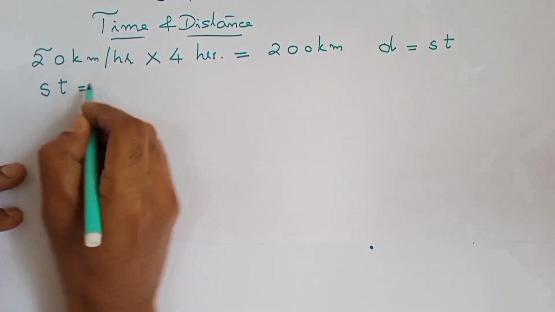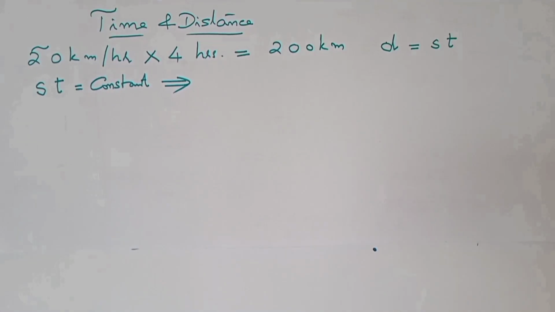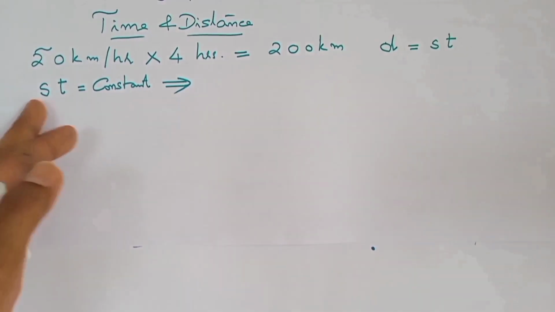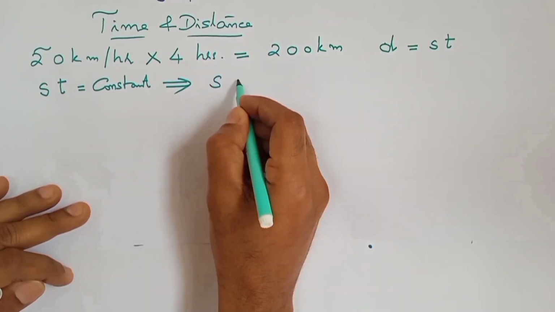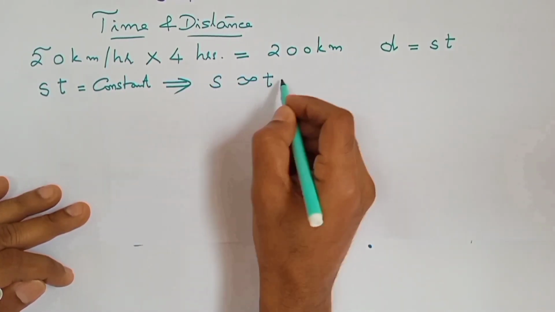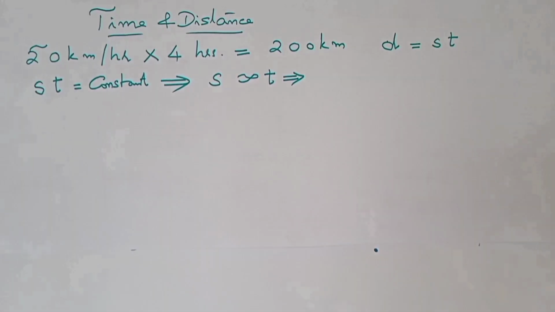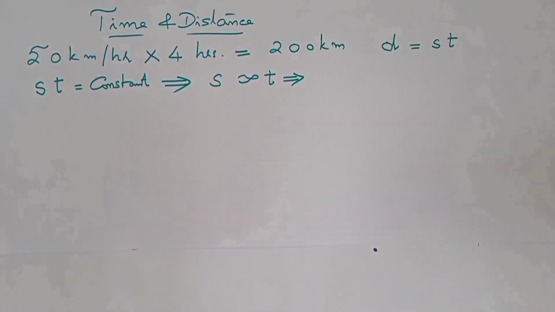S into t will be some constant. This implies what? These two variables vary in such a way that their product always remains a constant, which means S is inversely proportional to T, which implies what? The more of S, the less of the other variable. Say, look at this. If you're riding your bike from your home to college at a certain speed and at a certain time to reach on time, and one day, supposing you are reducing the speed, obviously the time taken will be a little longer.